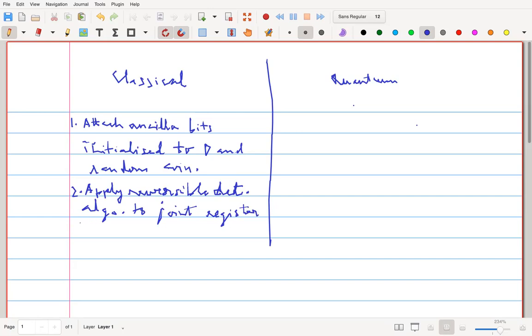Joint register. Something wrong with this pen today. Maybe turn it off and on again. Disconnect, and yeah, let me try. I think maybe the name has to be changed.